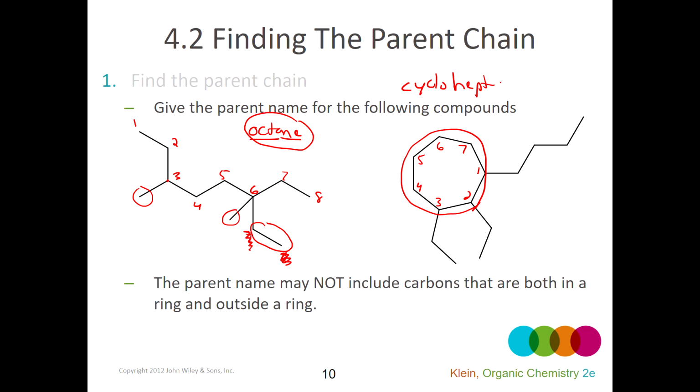Hept means 7. So I got the cyclo to account for the fact that it's in a ring. I got the hept to account for the fact that there are 7 carbons in the ring. And the A and E suffix showing that there's no double or triple bonds. I could have looked over here.